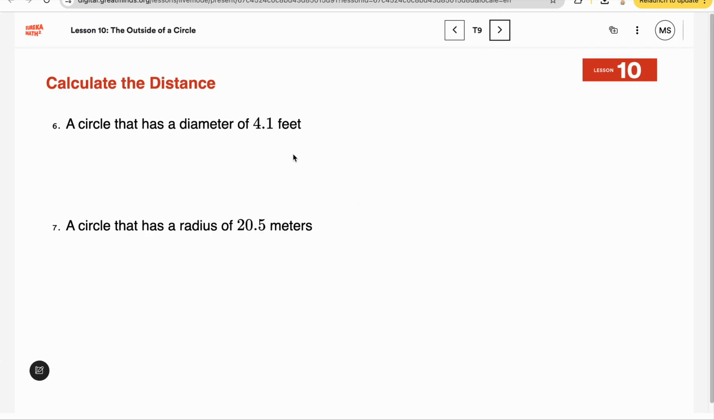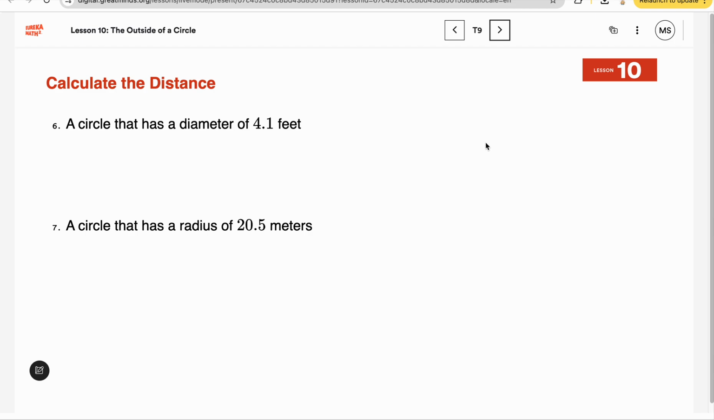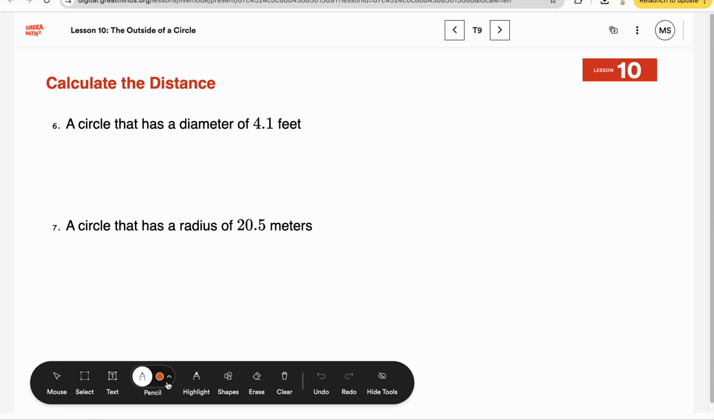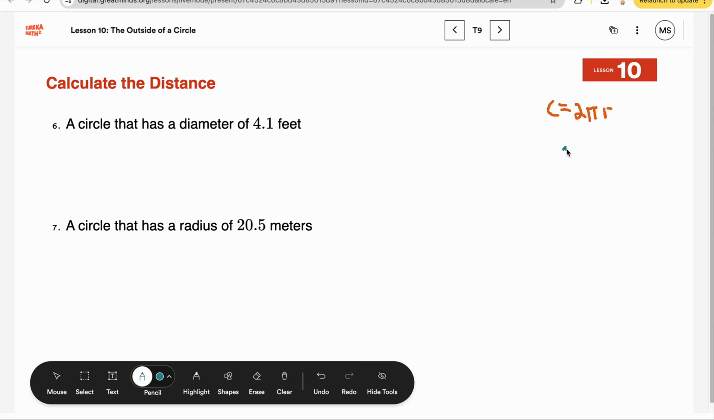So now it's asking us to do the same thing. We're still on problems 5 through 7, so we're still finding the circumference. And keeping in mind, we had those two formulas that we can use. We can either use the formula that circumference is equal to 2 times pi times the radius, or we can use the formula that the circumference is equal to pi times the diameter.